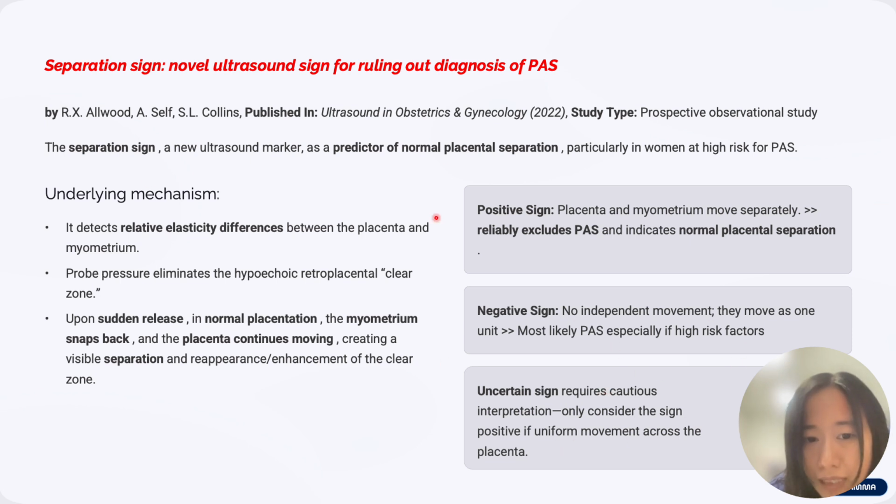So this sign is important in the sense that if you can see a positive sign, it will reliably exclude PAS. But if you cannot see it, if you are not sure, then we can have more assessment. So do not say it is positive unless you see the separation in or across the whole placenta. Not just one area that's separate, while another layer is not separate. So it could be focal accreta. So we'll still say uncertain sign or negative sign in that case.